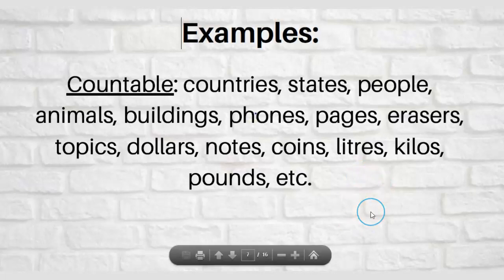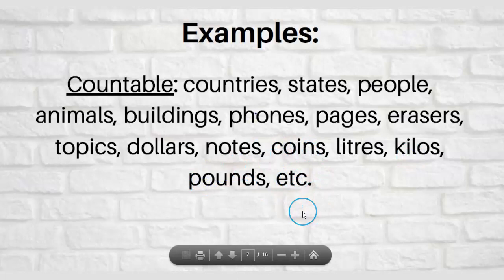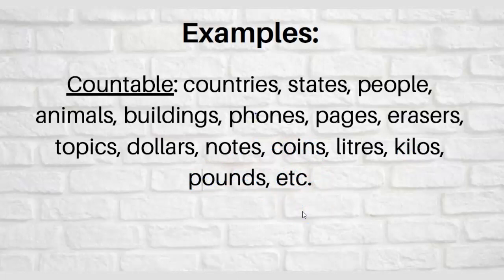Now, it is obvious that there are many countable nouns in the English language. It is not possible to cover all of them in a single video, but we have enough over here to get you a good idea. Countries, states, people, animals, buildings, phones, pages, erasers, topics, dollars, notes, coins, liters, kilos, pounds, etc. So I've put an etc. at the end of the list because there are of course a lot of countable nouns and I cannot name them all in just this one video.